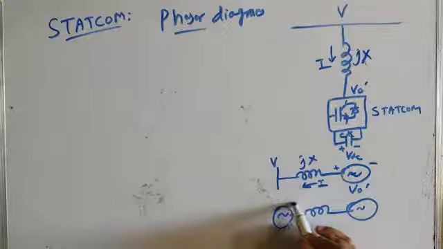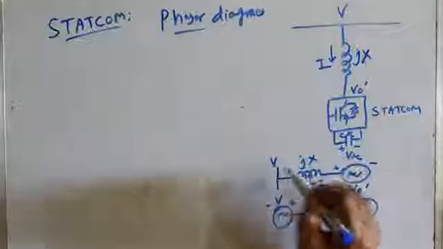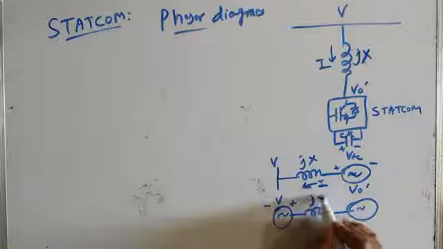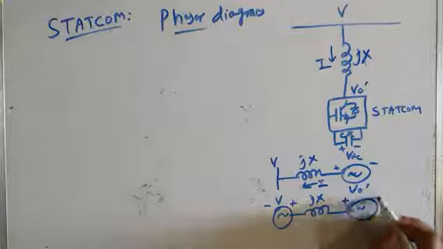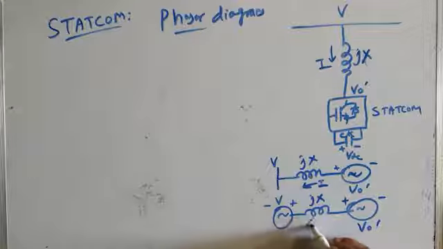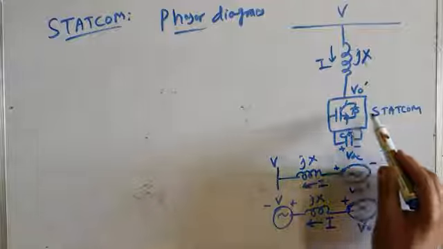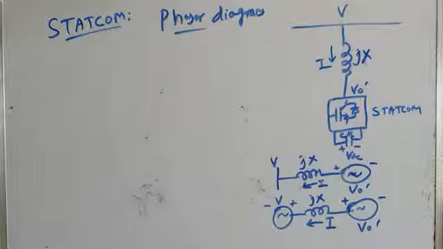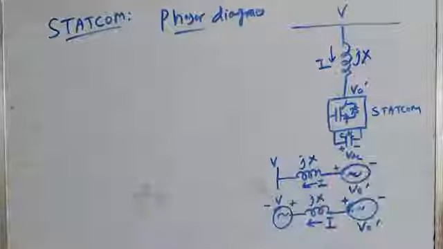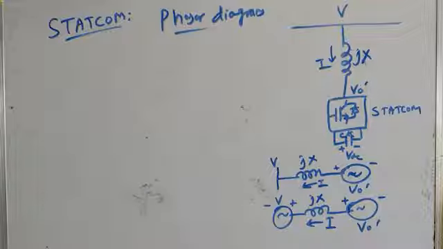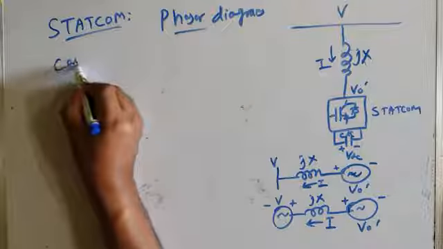This is the inverter output. This is the AC bus voltage V. This is the interface reactance jX, and this is the inverter output voltage V0 dash. And let us assume current is flowing in this direction. Now again, I can control the modulation. This STATCOM inverter is basically a PWM voltage source inverter, and I can control the output voltage of the inverter by controlling the modulation index. By controlling the modulation index, I can make the inverter output voltage V0 dash greater than the AC bus voltage, or I can make it less than the AC bus voltage. Let me take case A.